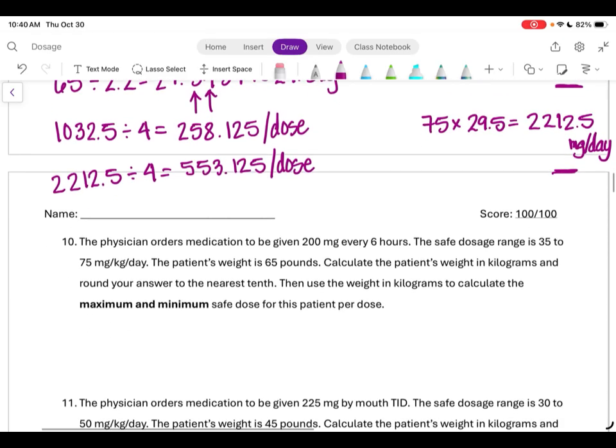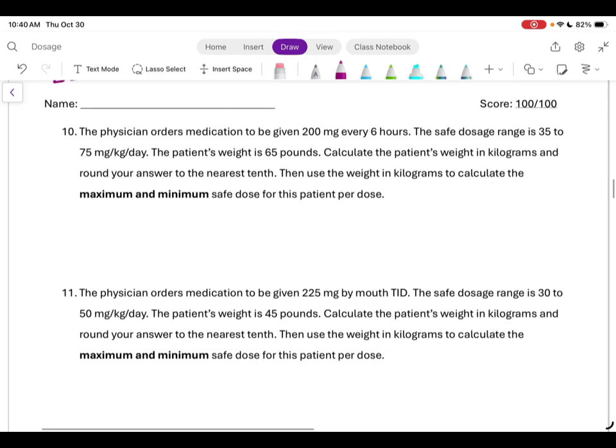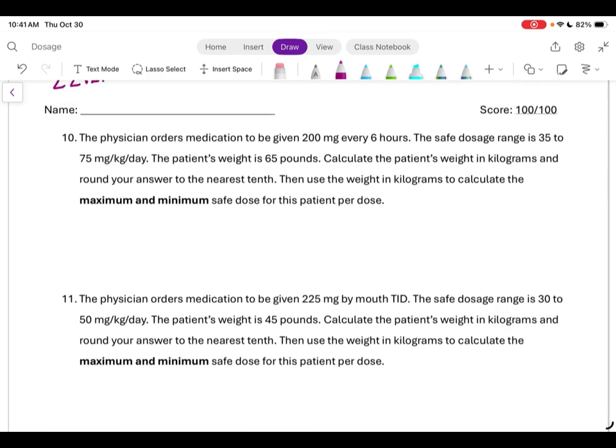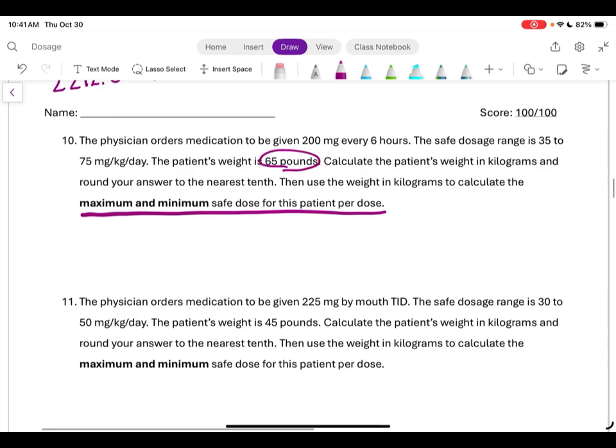Let's try another one. So very similar question. Physician orders medication to be given 200 milligrams every 6 hours. Safe dose range is 35 to 75 milligrams per kilogram per day. Patient weighs 65, and we have to figure out the maximum and minimum dose for each dose. So let's start with 65 divided by 2.2, right? Figure out our weight in kilos.